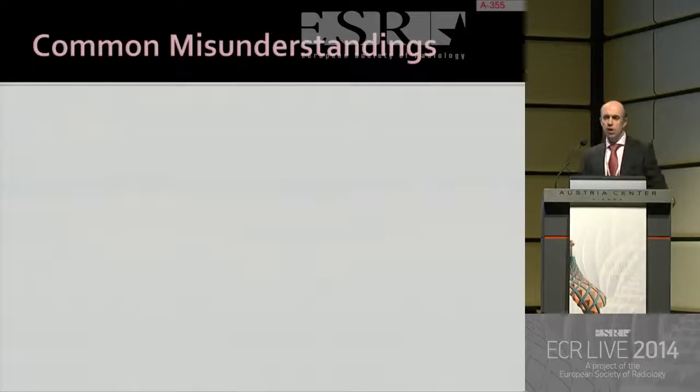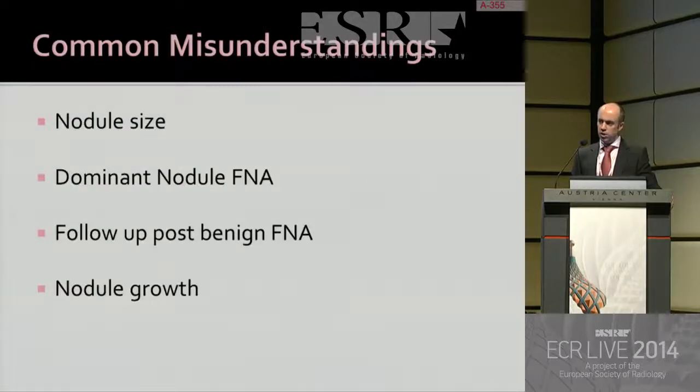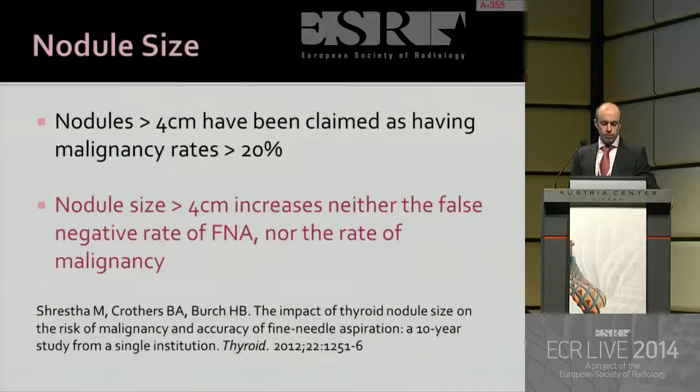Now, I'd just like to cover some of what I consider to be misunderstandings in the management of thyroid nodules. This is going to be nodule size as a predictor for malignancy, dominant nodule FNA, follow-up following a benign FNA, and finally nodule growth. So nodule size. Some older papers suggested that nodules over 4 centimetres had malignancy rates around or in excess of 20%. These are on very select populations on older ultrasound machines.